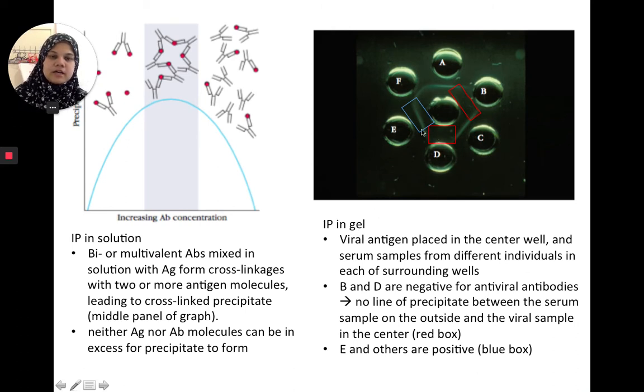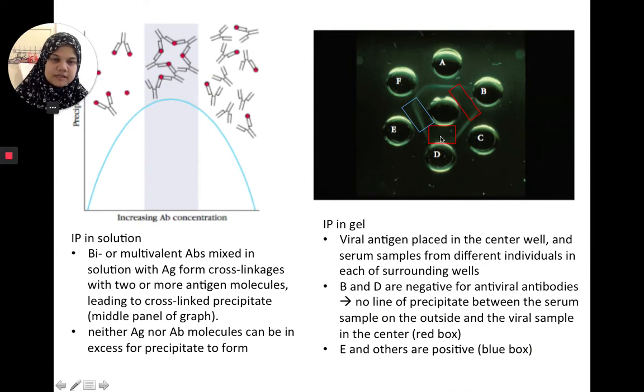In agar, which is the Ouchterlony method, you've got basically these different wells. So you've got here A, B, C, D, E, and F. And you've got the viral antigens placed in the center well, and the serum samples from different people in each of the surrounding wells. So B and D are both negative. You don't see a line there forming, yeah?